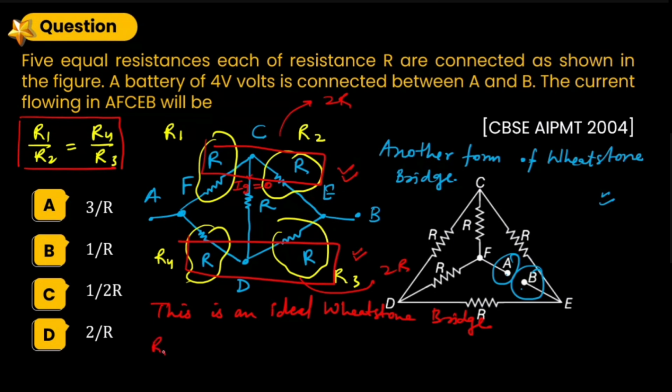So the net resistance RP is going to be 2R times 2R divided by 2R plus 2R. So it is 4R square by 4R, which is going to be R only.